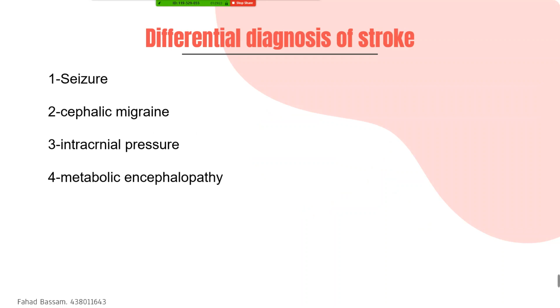This is the differential diagnosis of stroke. These are the things that make stroke different from others, and to differentiate between these symptoms that are similar to each other and other neurological deficits. So we have seizure, which usually comes with stroke. We have cephalic migraine, a specific type of headache, that once we encounter it, we're going to rule out other causes and focus more on stroke. We also have intracranial pressure, and even metabolic encephalopathy.